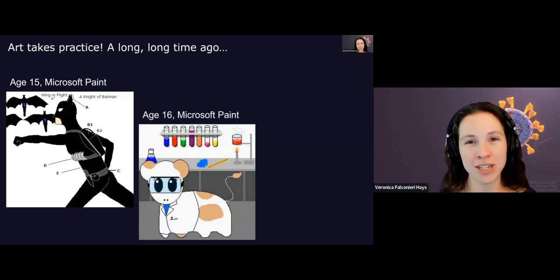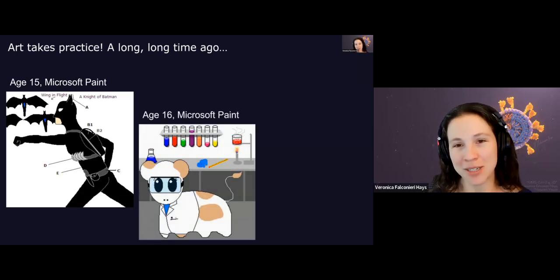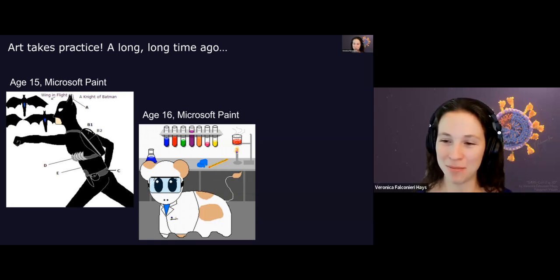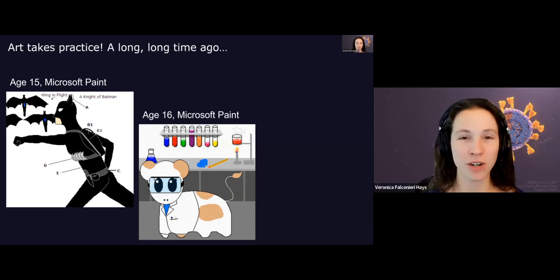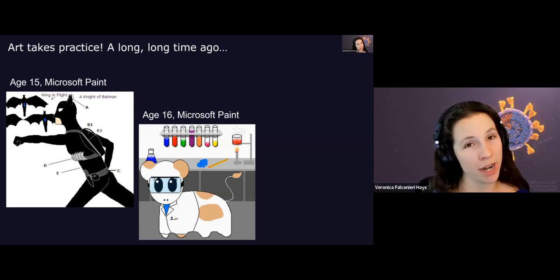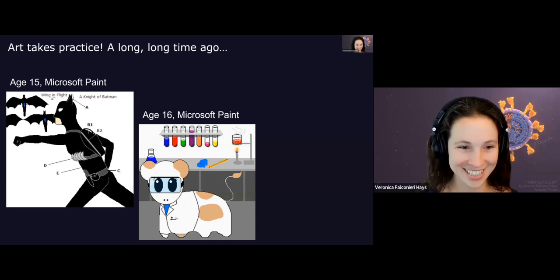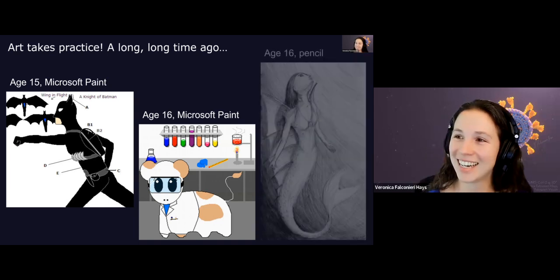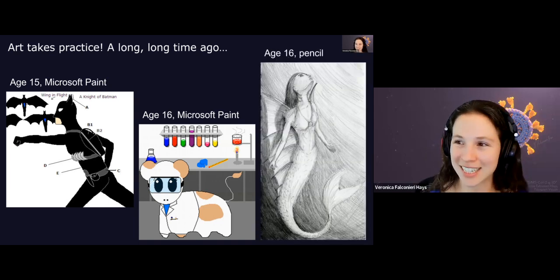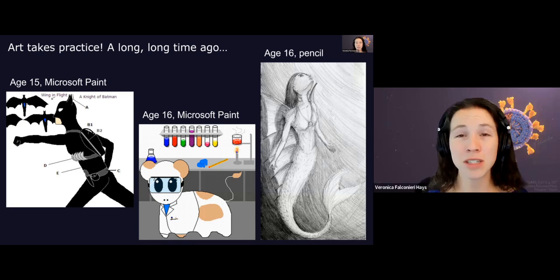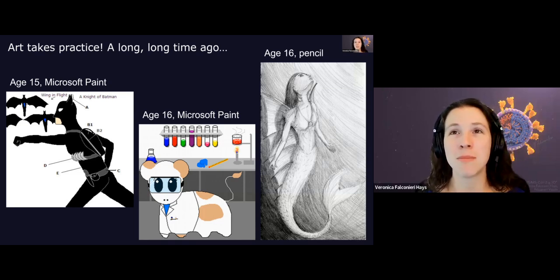Here's a little cow scientist. I forget what I was thinking. It was a while ago. I think I had a whole series of different kinds of cartoon cows. I drew a lot of them by hand, and for some reason this one got to be drawn with a mouse in Microsoft Paint. Here's some of my pencil work at the same time. This was the art that I was making for fun when I was in high school.